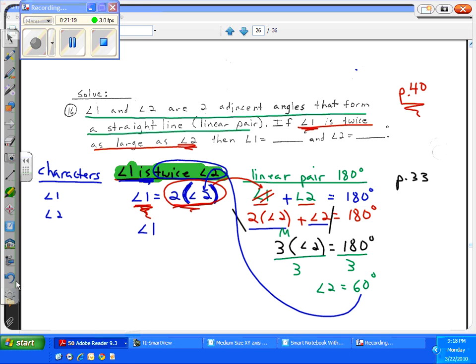If we wanted to find angle 1, we would substitute the value we found for angle 2 in its place in this equation. We would have that angle 1 is 2 times angle 2, which is 60 degrees. So angle 1 would be 120 degrees. So angle 1 is 120 degrees. Angle 2 is 60 degrees. There are two angles that are a linear pair, meaning the sum of their angles is 180, and angle 1 is twice as large as angle 2. So we can see that that particular answer satisfies both parts of that word problem.